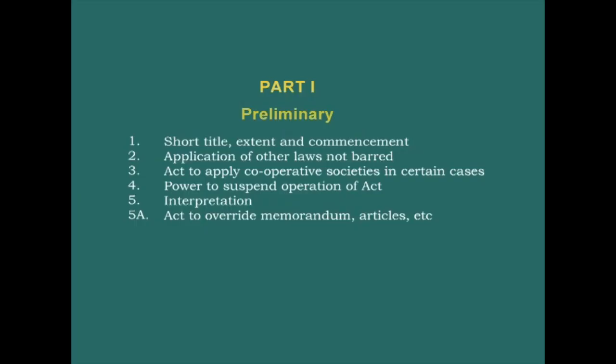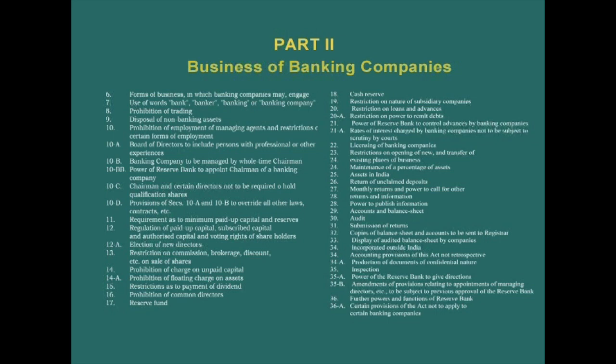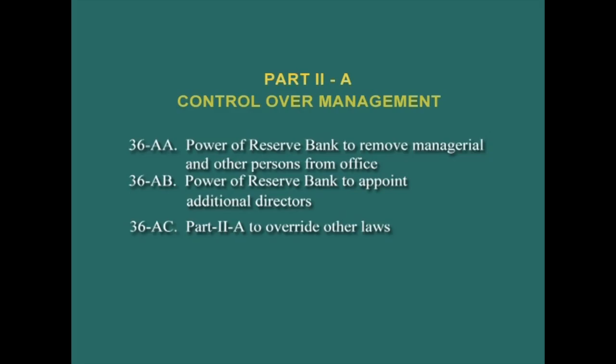Part 1 of the Act pertains to preliminaries like short title, application of the Act, etc., and contains sections 1 to 5A. Part 2 consists of sections 6 to 36A and contains various provisions like the definition of bank, banker, banking or banking company, and various issues related to running of the banking business and the power of the Reserve Bank to give directions and also to control the banking affairs. Part 2A consists of sections 36A to 36AC on the powers of Reserve Bank of India to remove managerial persons and appoint additional directors, etc.